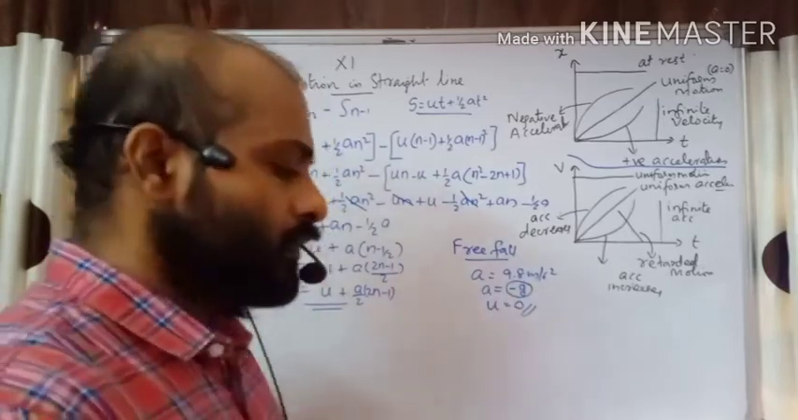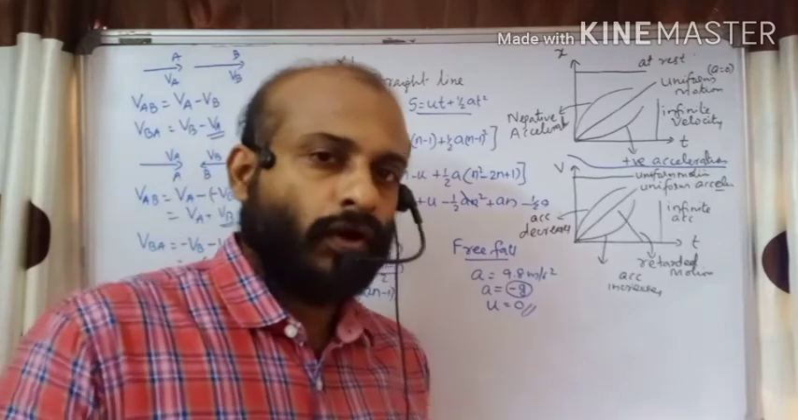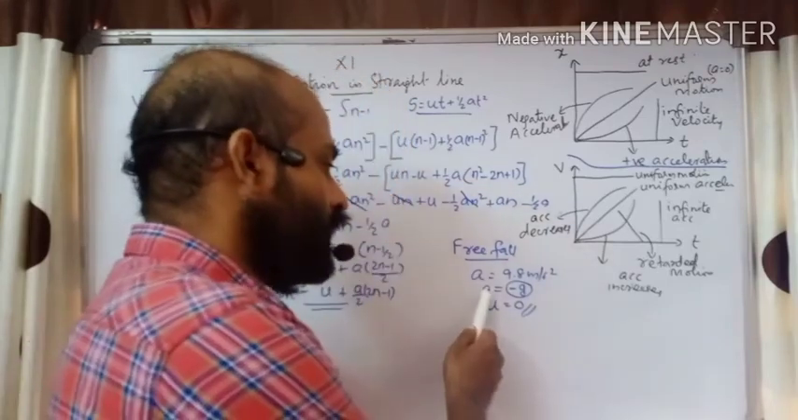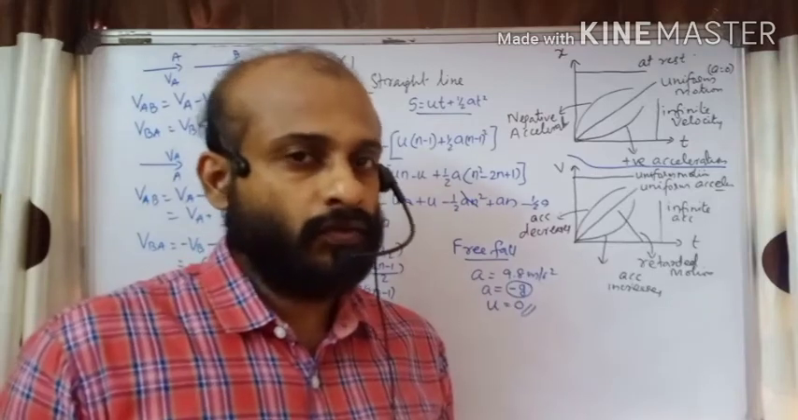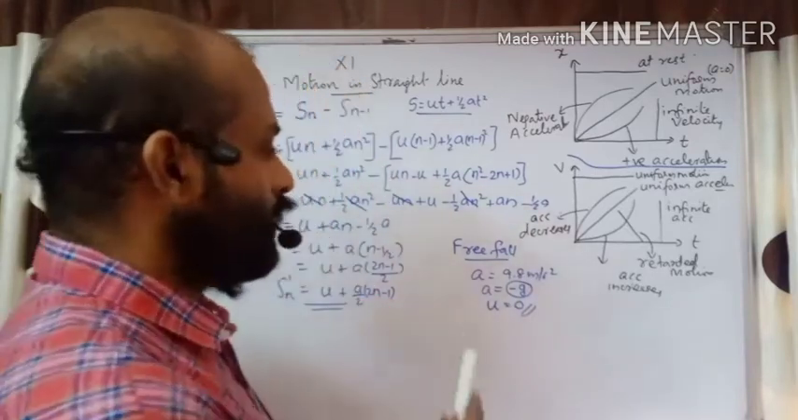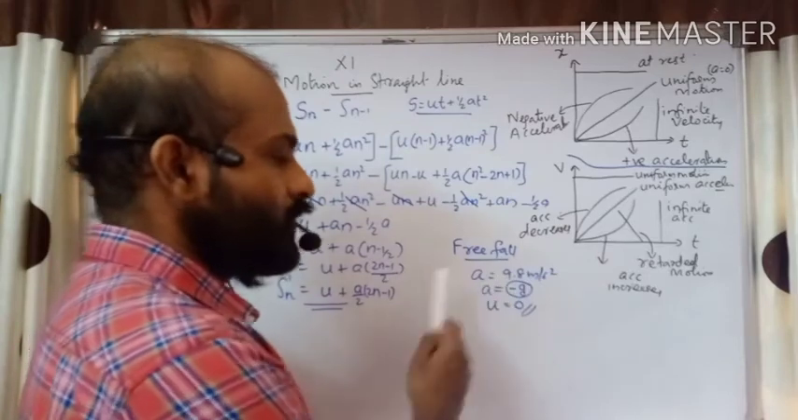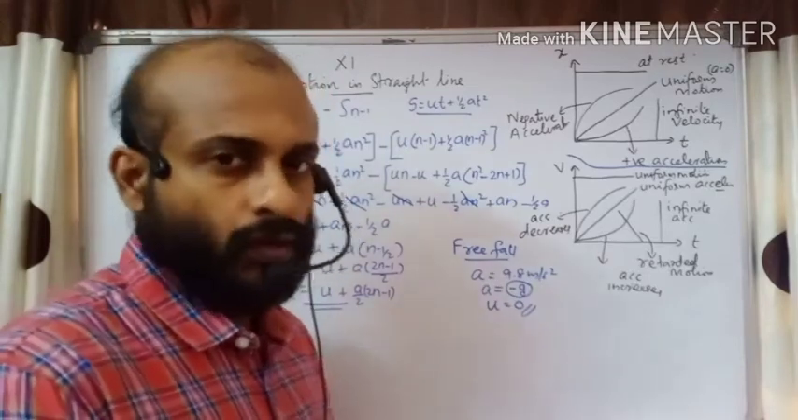While doing problems, for upward motion, when you throw an object upwards, we can take acceleration as minus g, and for downward motion we can use a is equal to plus g. But usually, actually, the concept is that acceleration is always taken as negative for a freely falling object.